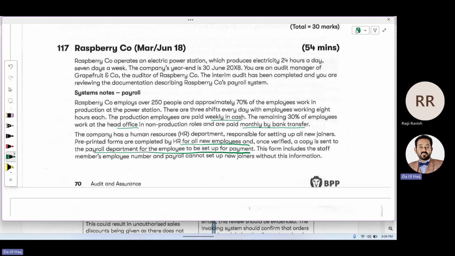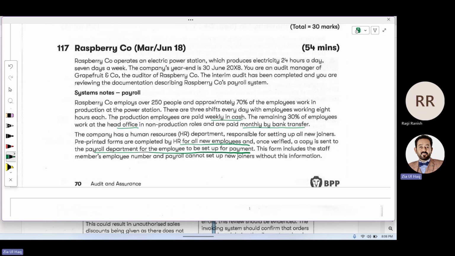Why is this a good control? This will avoid creation of fictitious employees. Controls. We need to write down a test of control. How can we write down a test of control?